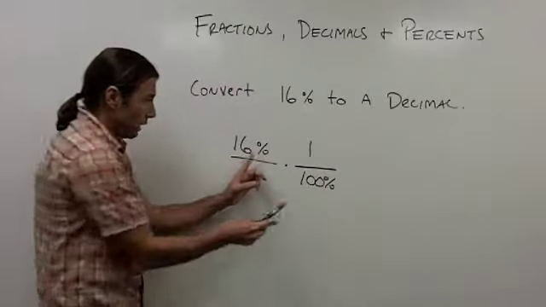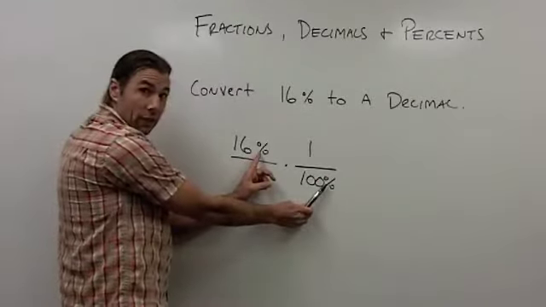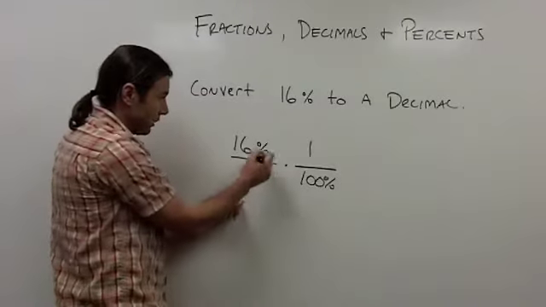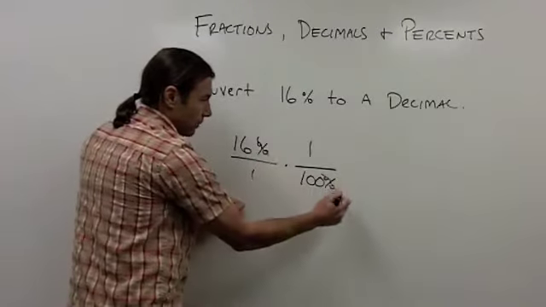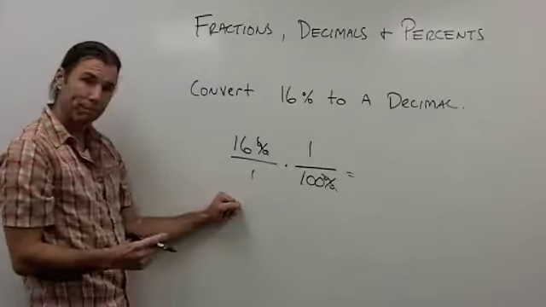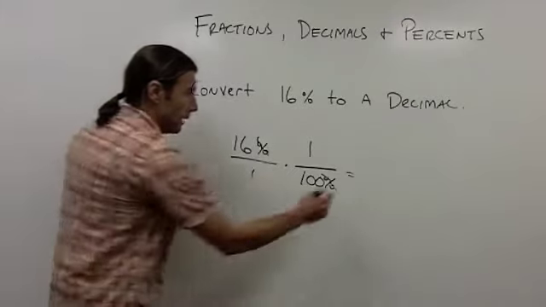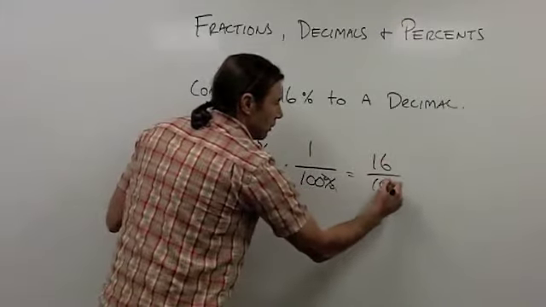And you can see right away that those percent symbols are going to divide out, just like common factors do in fractions. So we're dividing that percent symbol out, we're dividing that percent symbol out. And when I multiply across here, I'm going to get 16 over 100.